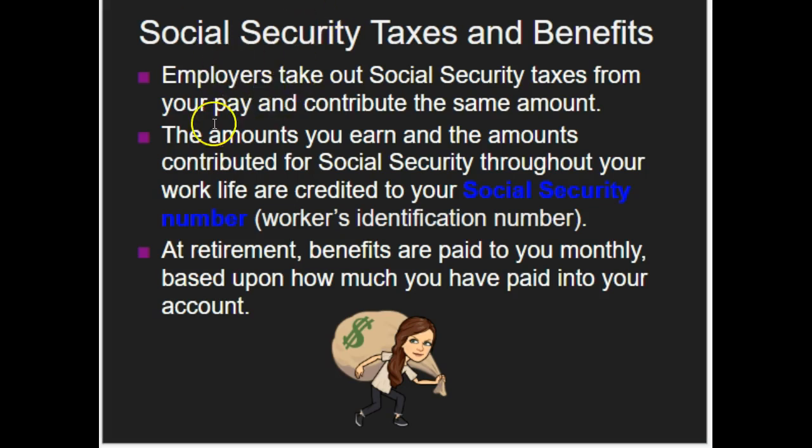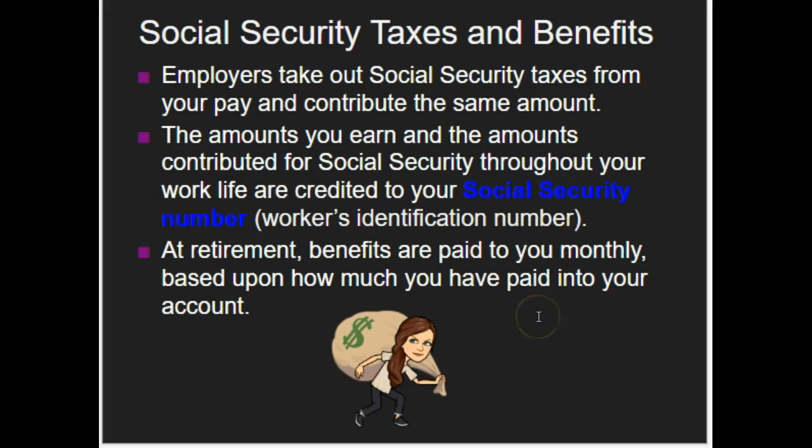The good part is that your employer will contribute the same amount. So if you're paying $25 a paycheck, your employer is also putting $25 a paycheck into your Social Security account. Those accounts are kept track of by the government. The amounts you earn and the amounts you contribute throughout your entire work life is what will be then used at retirement. So if you started working at 14 years old, you started working on your retirement account at 14 years old, which is great.